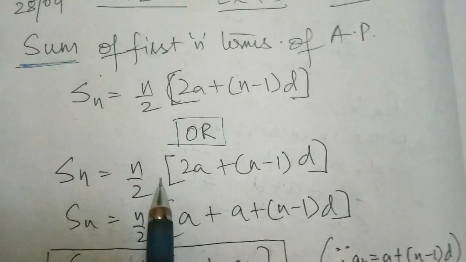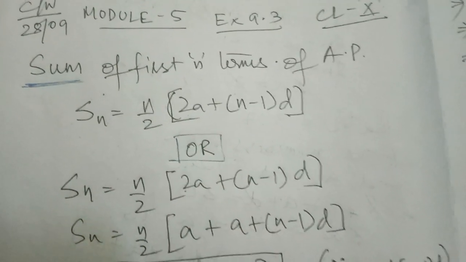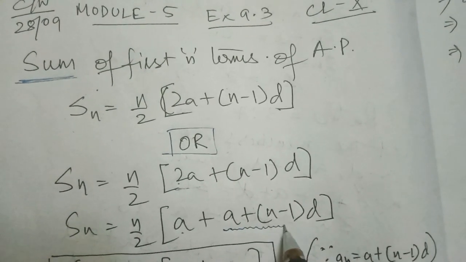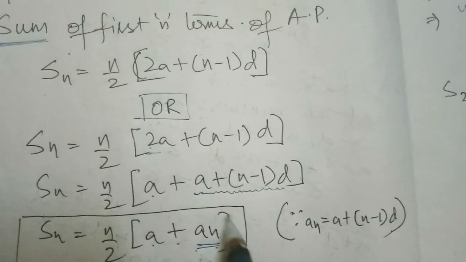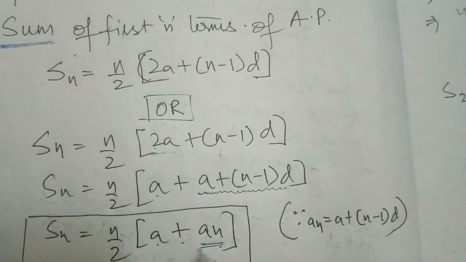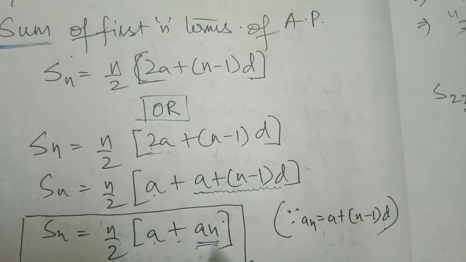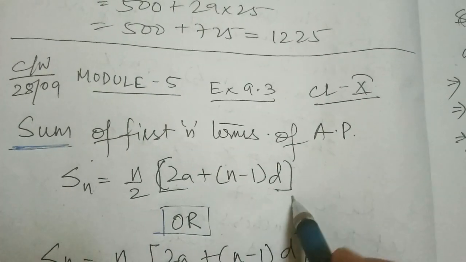How did it come? I broke down this formula only. From here, 2a I write again as a plus a, and this is the formula of an only. So in this place I put the value of an. Whenever we know the last term, we will use this formula. Otherwise you have to use the other formula.